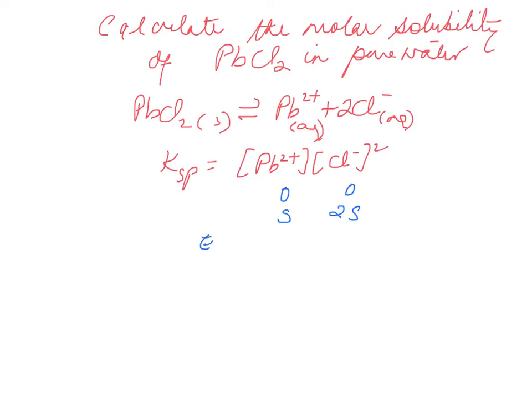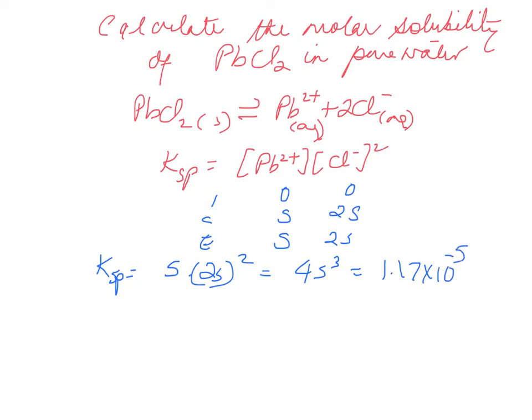And so at equilibrium, this is going to be S, this is going to be 2S. If you're putting in your numbers for your KSP, that will be S times 2S squared, which is 4S cubed, and should be equal to the value in the table in the book, which has all of these KSP values. In that I'm seeking PbCl2, which is 1.17 times 10 to the negative fifth.